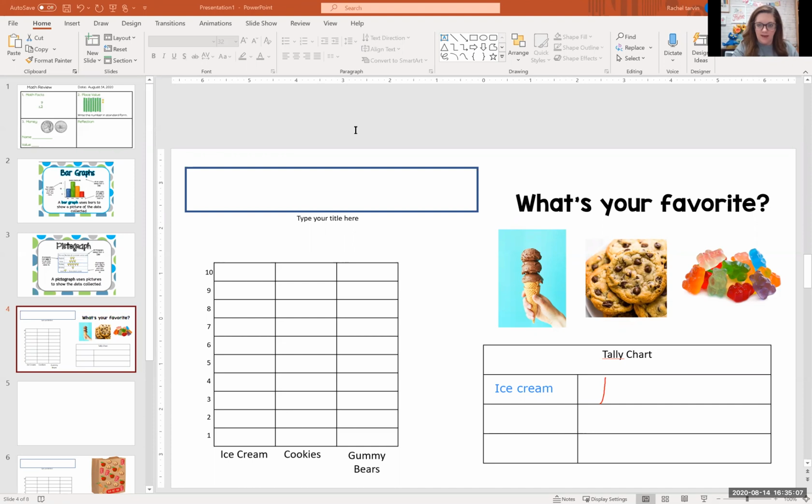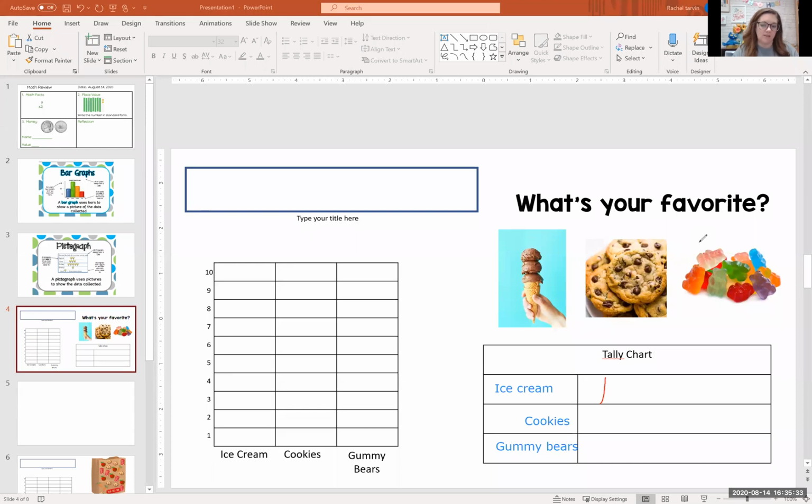Then I have cookies, yum. And I have gummy bears. Wow, these are all good options. So I'm gonna vote for ice cream. Oh, I got some text messages here. Let's see, help me make these tallies, okay?